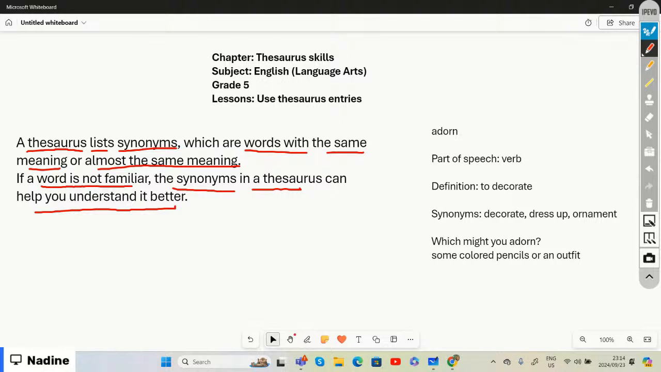All right. So now we're going to look at an example of a thesaurus entry, right? And then we're going to go to aplusstudents.ca, and then we are going to look at more examples before we do our test.